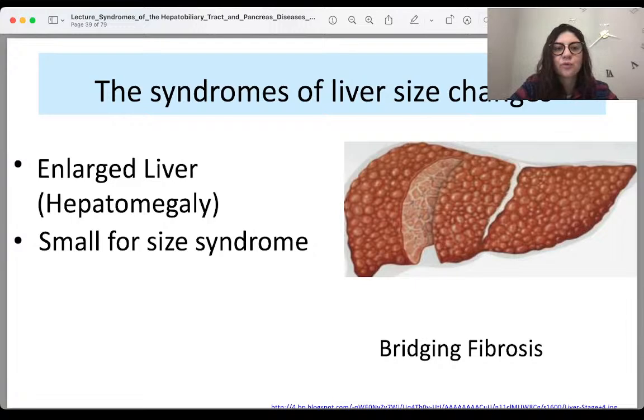Next syndrome for today is syndromes of liver size changes. There are two syndromes and both of them are opposite. It is enlarged liver or hepatomegaly, and one more syndrome, it is small for size syndrome.